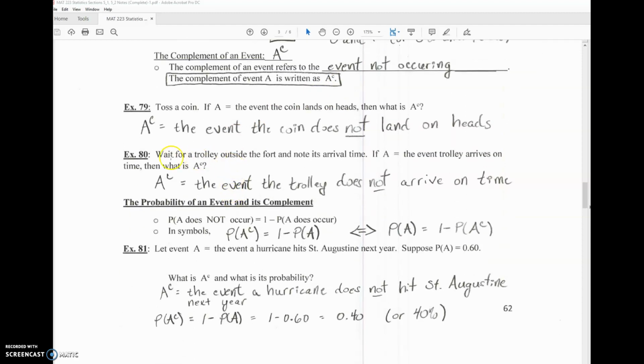So for example 80, let's wait for a trolley outside the fort and note its arrival time. If A is the event the trolley arrives on time, then what is A complement? The absolute best way of saying this is A complement is the event the trolley does not arrive on time. We don't want to start listing all the possible amounts of time it could be late. So we just say A complement is the event the trolley does not arrive on time.